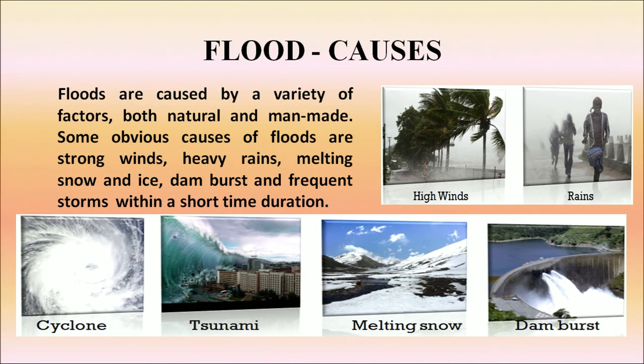Floods are caused by a variety of factors, both natural and man-made. Some obvious causes of floods are strong winds, heavy rains, melting snow and ice, dam burst and frequent storms within a short time duration. The common practice of humans to build homes and towns near rivers and other water bodies, like within natural floodplains, has contributed to the disastrous consequences of floods. In fact, floods have historically killed more people than any other form of natural disaster.